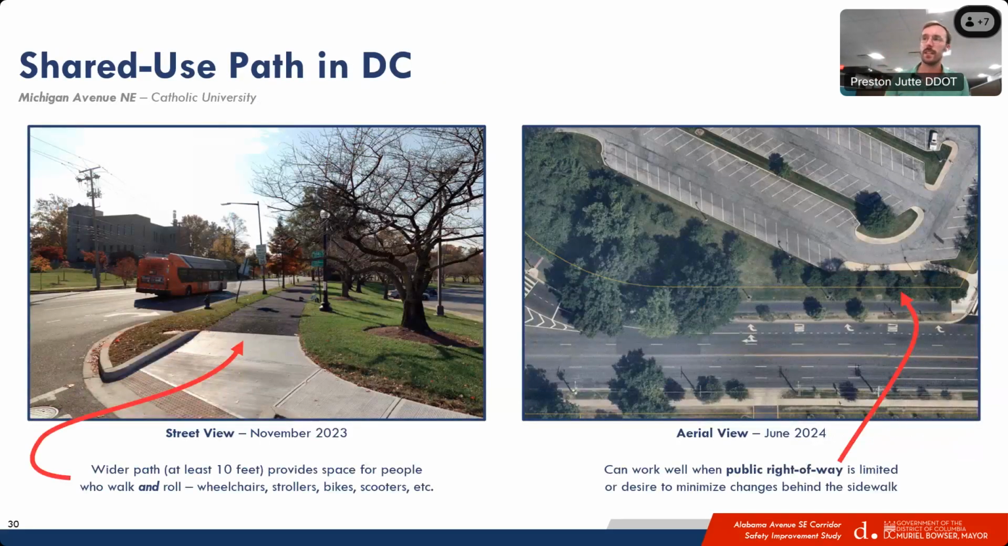Now, some specific examples. Again, I want to give some examples of all these where they already exist in the district. This is Michigan Avenue Northeast by Catholic University. So you can see here on the left from the street view and above from the aerial view, this is a wider path, right? We have it at least 10 feet where typically we would probably only expect a 4-foot tree box, the area between the curb and the path, and a 6-foot sidewalk.